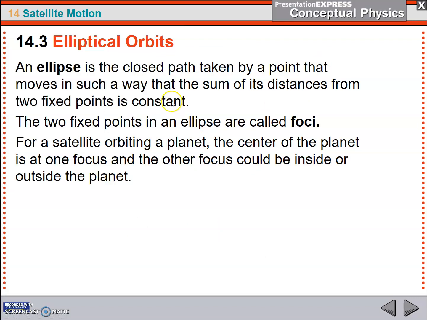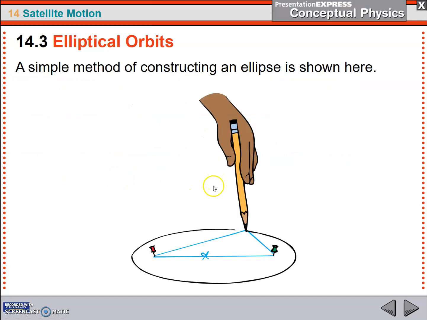Get my arrows working. So, an ellipse is the closed path taken by a point that moves in such a way that the sum of its distances from two fixed points is constant. That's the kind of definition a math teacher would love. The two fixed points in an ellipse are called foci. For a satellite orbiting a planet, the center of the planet is at one focus, and the other focus could be inside or outside the planet.